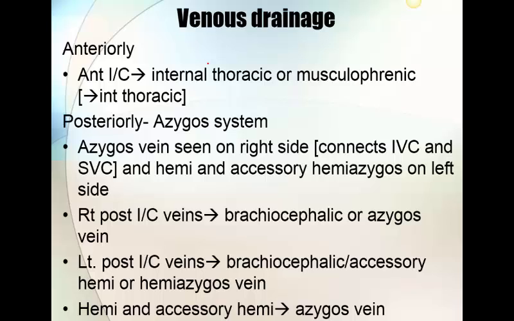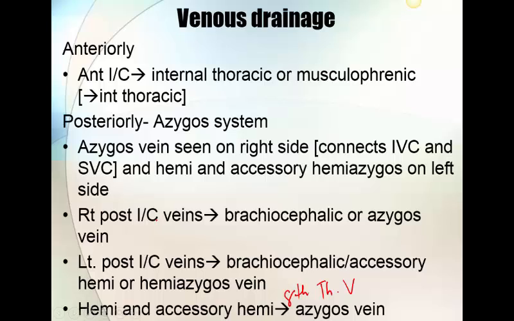Posteriorly, it's a bit different. We have something known as the azygos system. This is on the posterior thoracic wall. On the right side, we have a vein which is called the azygos vein. And this vein we will see connects the two vena cava with each other. On the left side, instead of having one vein, we have two veins. One is called the hemiazygos and the other one is called accessory hemiazygos. These two, the hemi and accessory hemiazygos, at the level of the 8th thoracic vertebra, they cross over and join the azygos vein. So we'll be looking at this. So finally, everything goes into the azygos vein.